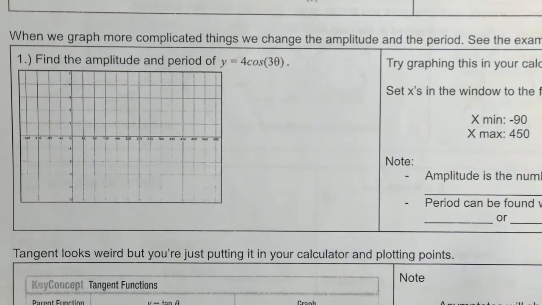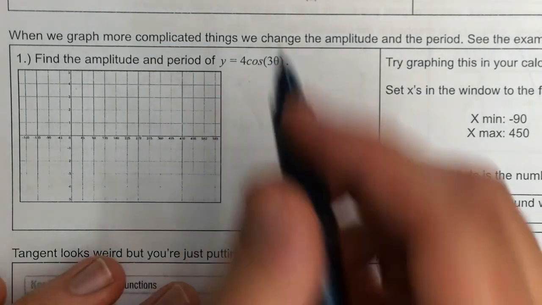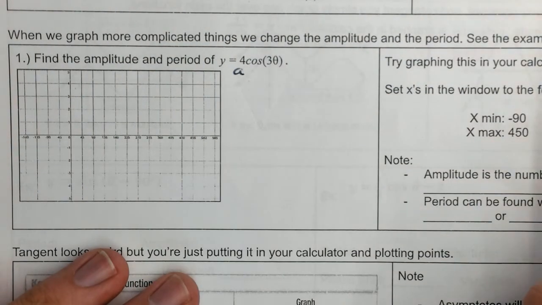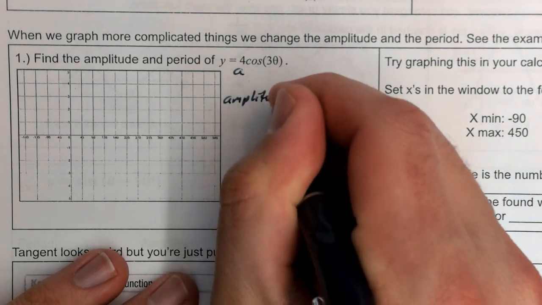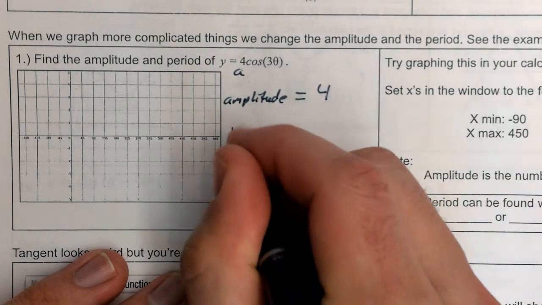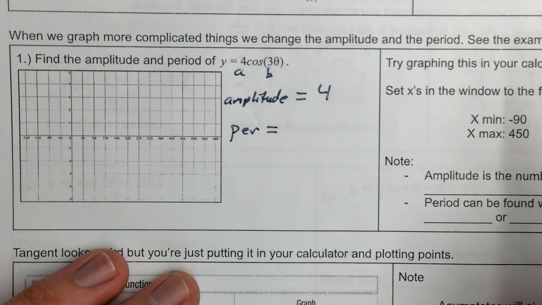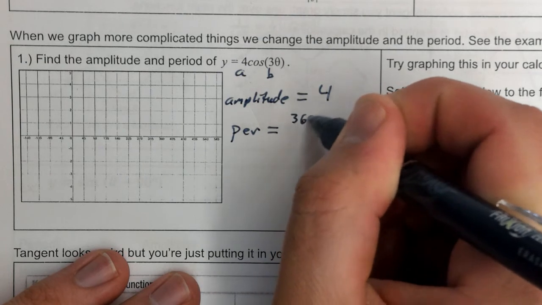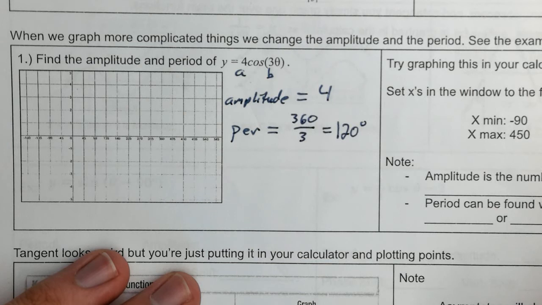Let's do an example where we're trying to find the amplitude and the period of y equals 4 cosine 3 theta. We're going to get a graph of it as well, but we can actually answer the question of amplitude and period without the graph. This is our A value, and that tells us the amplitude, or the height of the graph. So our amplitude is equal to 4. The period we can get from the B value. Period is equal to 360 over B, so 360 over 3 gives me 120 degrees. The period will be 120.